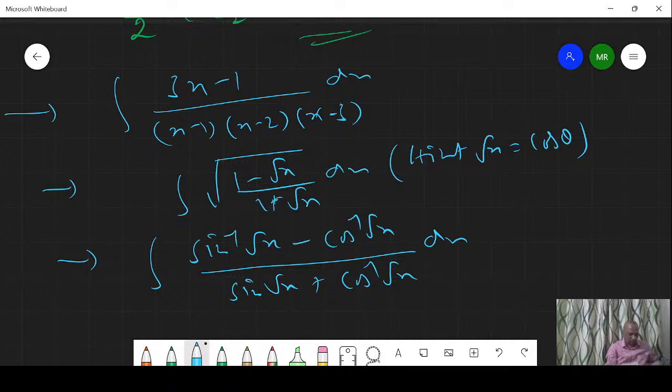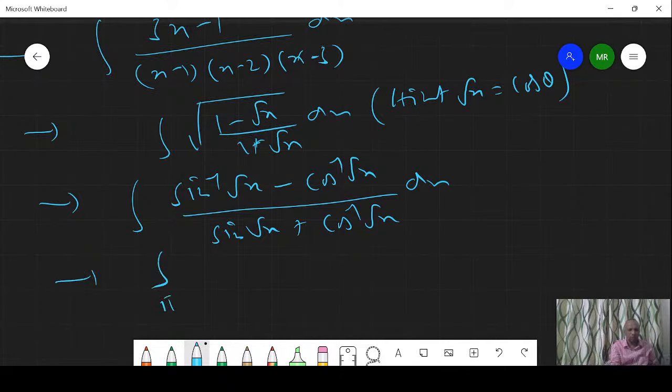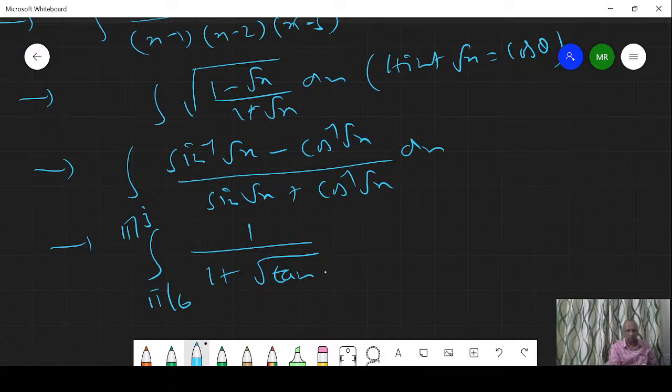And the last problem, because these are my expected questions, you can try to do this. Integral pi by 6 to pi by 3, 1 by 1 plus root tan x dx. Sometimes some people may ask, instead of tan x they may give cot x. So these are my expected questions.